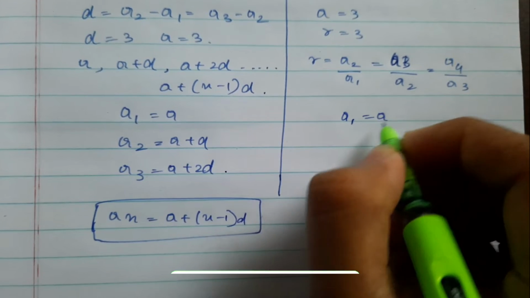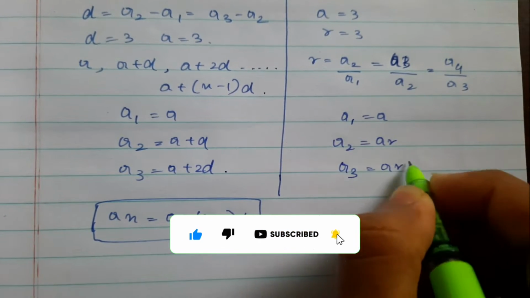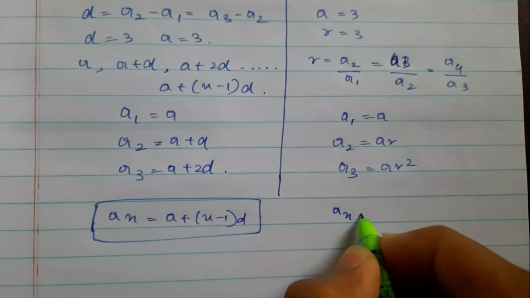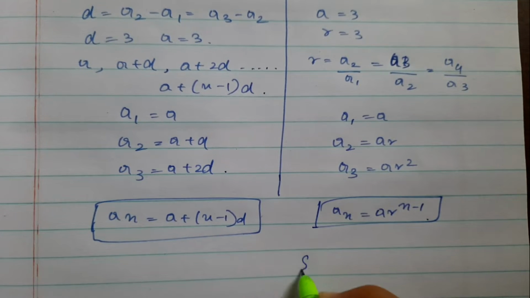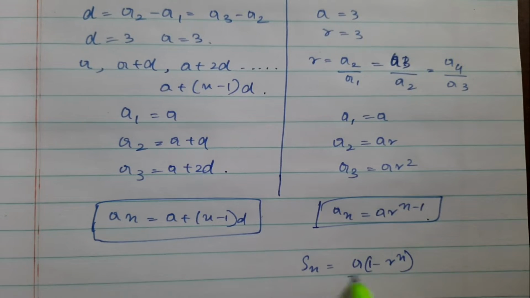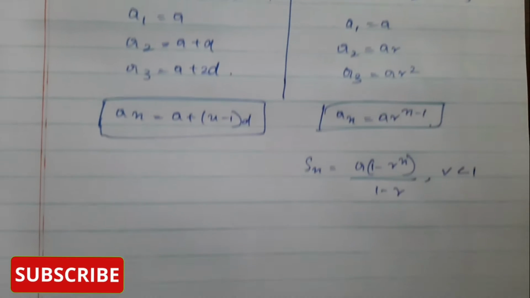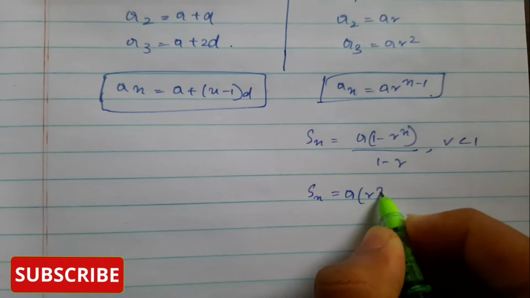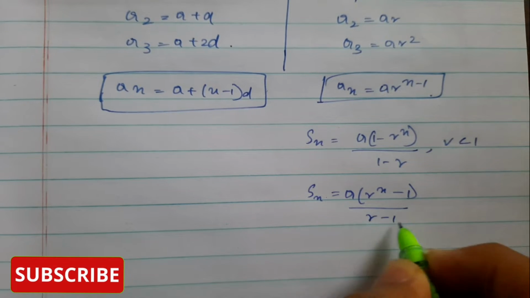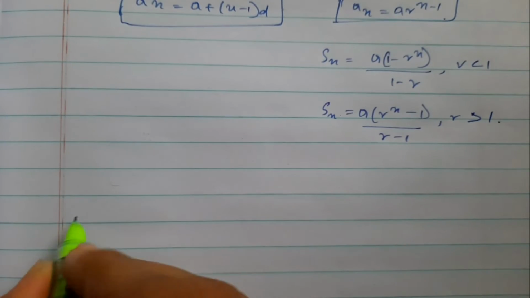Like that, in geometric progression, A1 equal to A, A2 equal to AR, A3 equal to AR square, multiplied. Therefore the nth term An equal to AR power N minus 1. Sum to n terms, Sn equal to A multiplied by (1 minus R power N) divided by (1 minus R), if R is less than 1. Sn equal to A (R power N minus 1) divided by (R minus 1) if R is greater than 1. That is the condition.